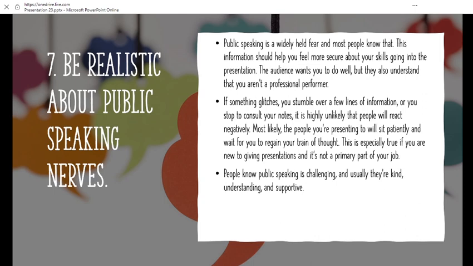So, keep in mind all these 7 points when you are actually preparing a presentation. This will help you, and rehearsal or practice will make you perfect in giving a presentation.